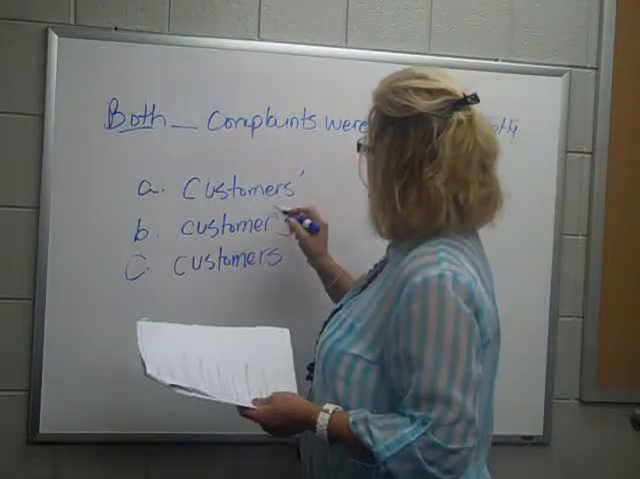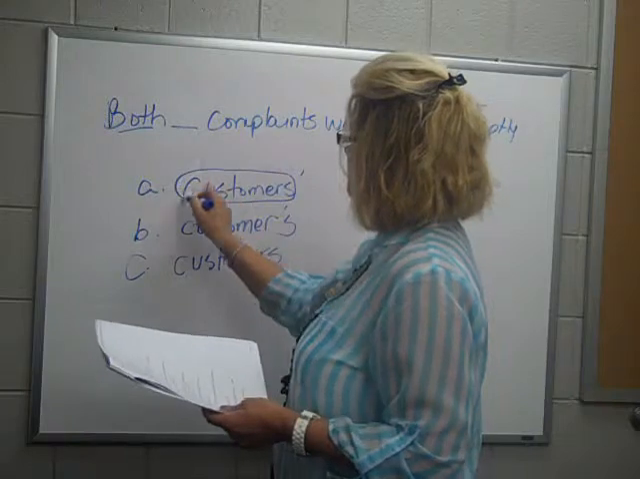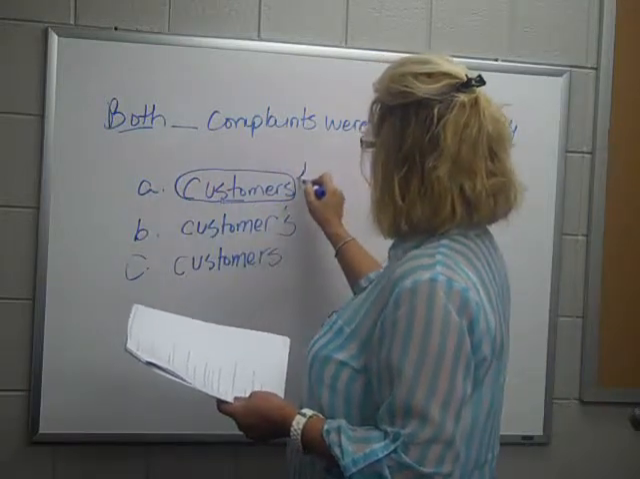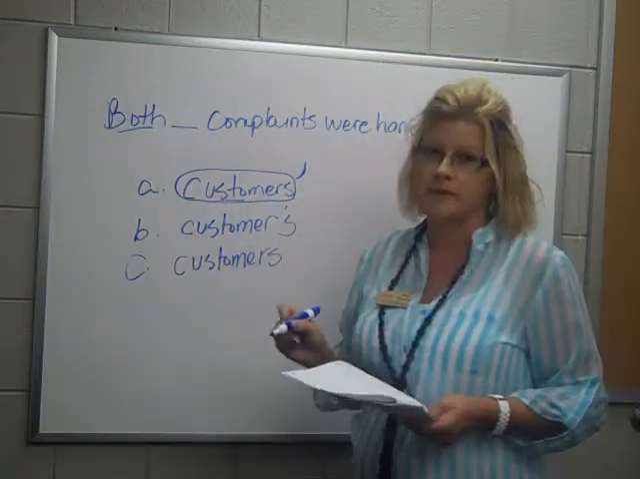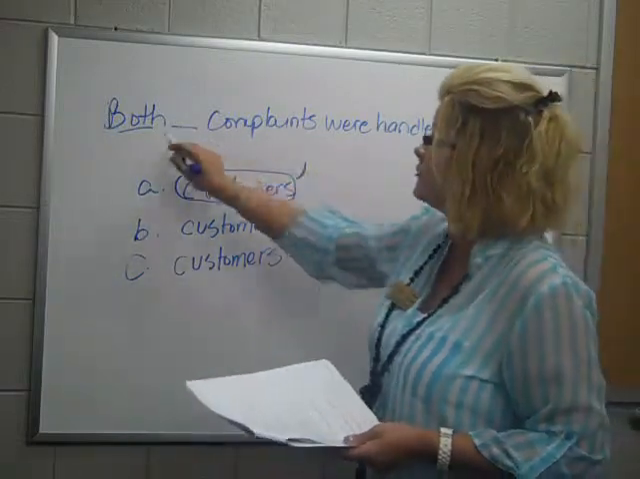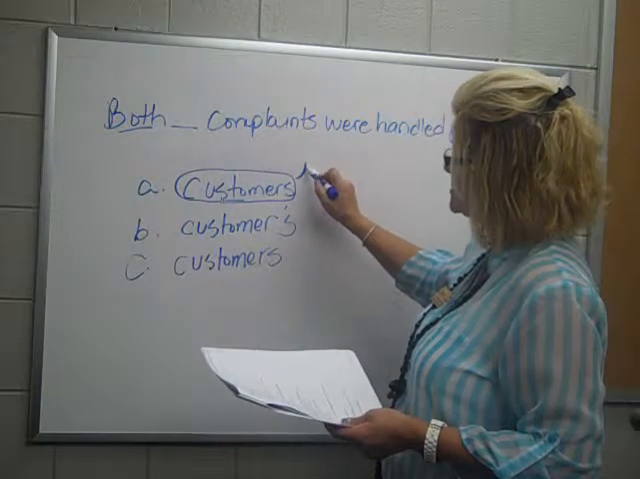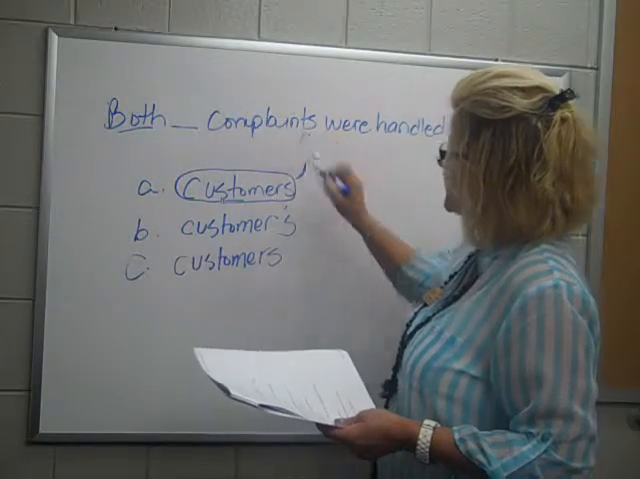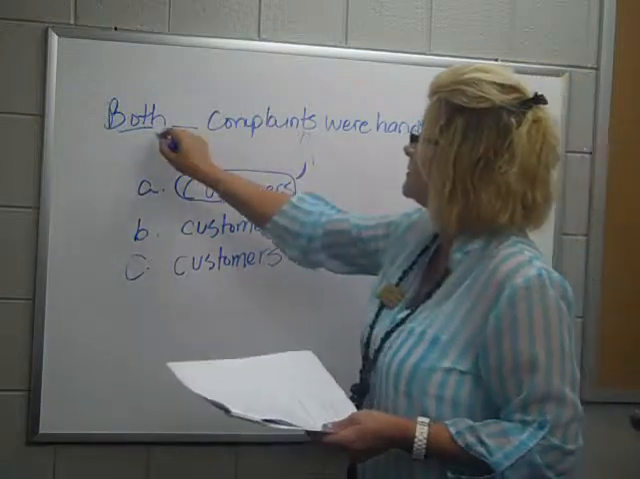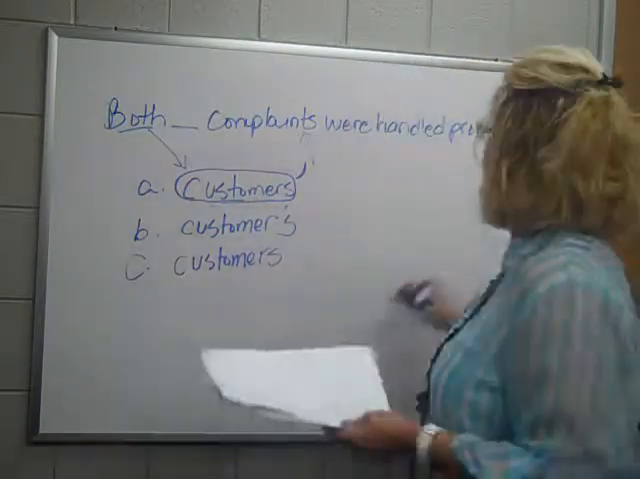So, in this case, we have to look for the plural first with an S, and then make it possessive by putting the apostrophe after the S. That is a plural possessive. Both customers' complaints, this apostrophe right here is making it possessive. This is making it plural, so that's plural possessive.